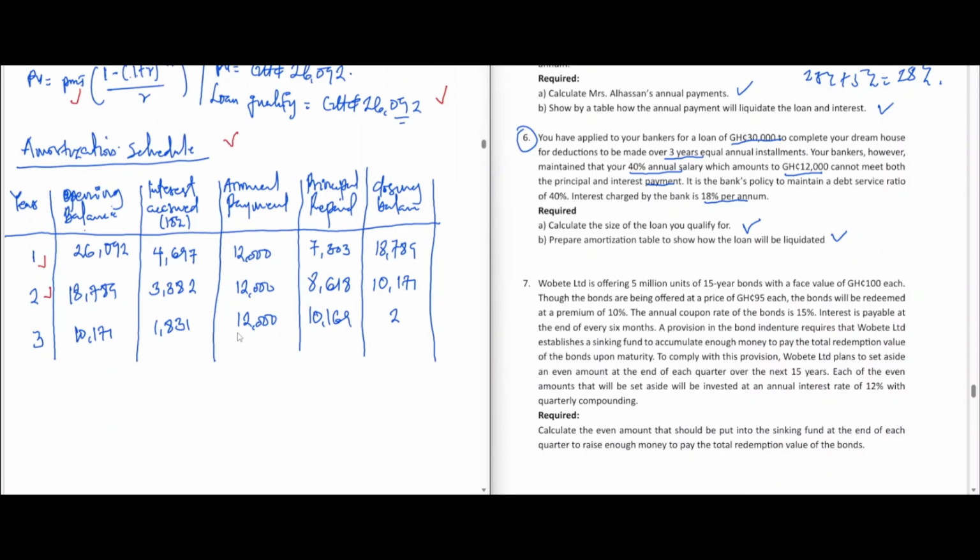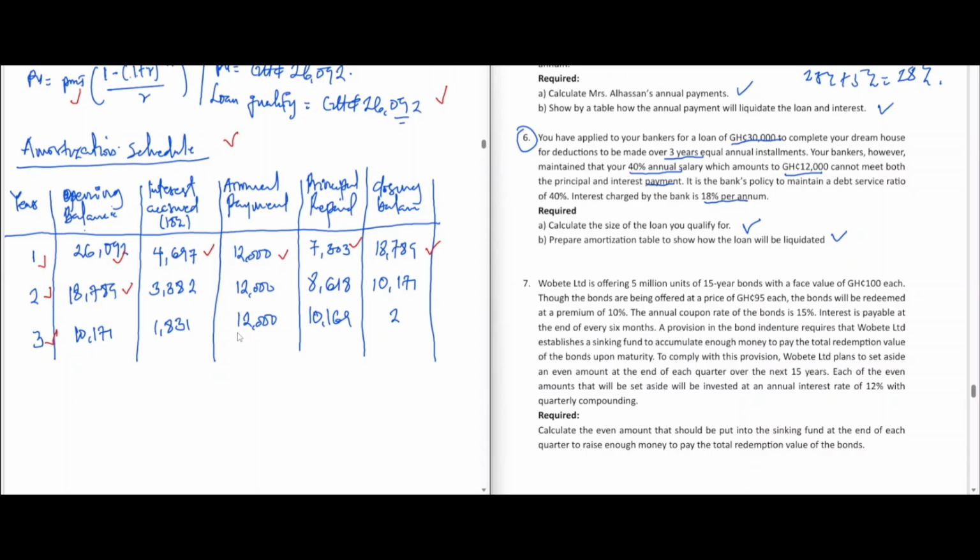So using the amortization schedule, we know we are going to pay the loan within 3 years, which is year 1, year 2, and year 3. So our opening balance, which is the loan that we are going to get, is 26,092. We'll calculate interest at 18% on it and get 4,697. Then we are making an annual payment of 12,000 each year. Then our principal prepaid will be 12,000 minus 4,692, which will be 7,303. When we take the principal prepaid from the opening balance, we'll get 18,789, which will become the opening balance for year 2.